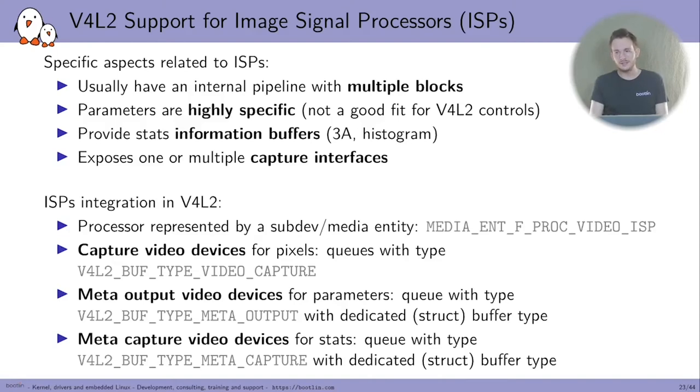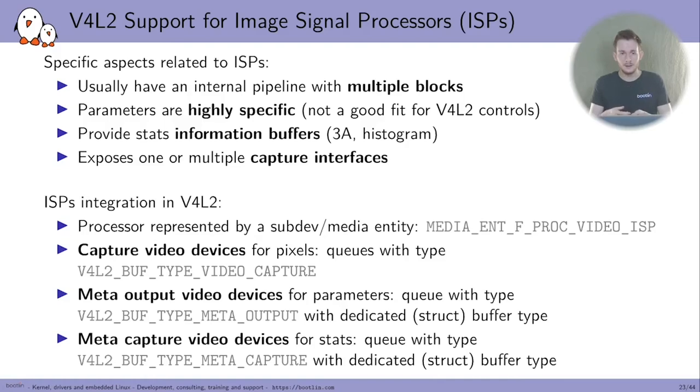So now that we can see how to support complex pipelines with multiple devices, thanks to the subdevs, FW node graph, asynchronous registration, and media controller API, let's talk about the ISPs more specifically. The ISPs typically have very specific parameters for their internal blocks, which are not represented through the media graph or with subdevs, because they are way too specific. So typically, we will have one core subdev that represents the processor of the ISP. And then we will find capture devices for the outputs.